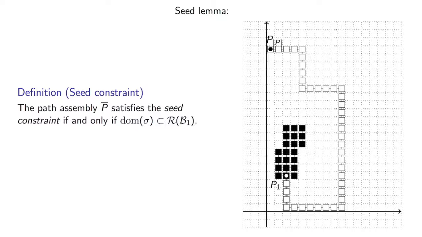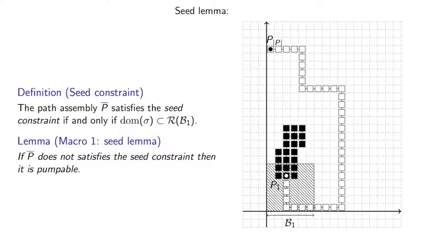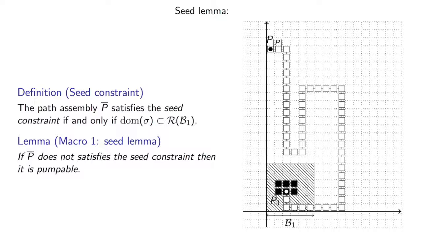We introduce now the first macroscopic lemma called the seed lemma. A path assembly satisfies the seed constraint if and only if the domain of the seed belongs to the square of width B1. In the example on the right, some tiles of the seed are outside the square B1. Then the path assembly does not satisfy the seed constraint. The seed lemma states that a path assembly which does not satisfy the seed constraint is pumpable, thus the path assembly on the right is pumpable.